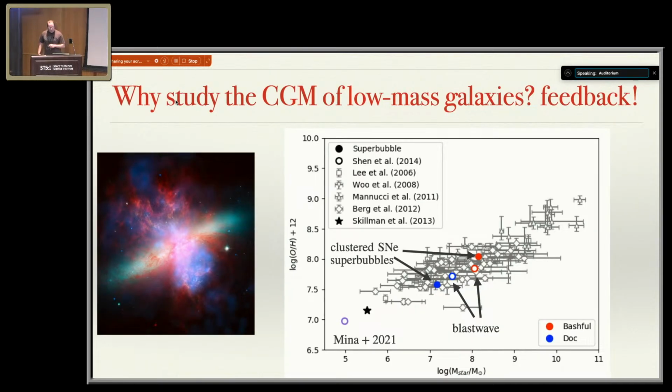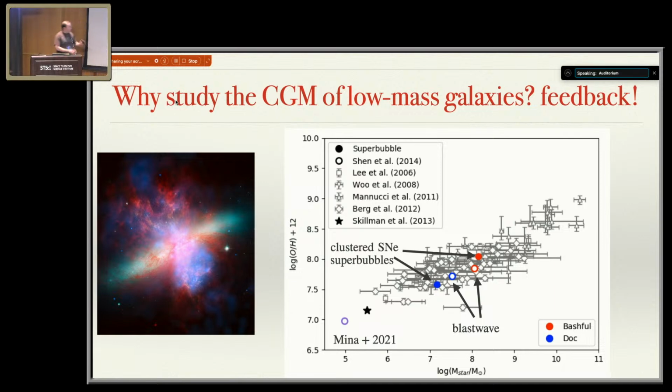So why study the circumgalactic medium of low mass galaxies? And by low mass, I'm talking about galaxies with stellar masses of about 10 to the 8. The reason is these are very sensitive laboratories for studying feedback. And Anna introduced the different feedback models, including blast wave, which is kind of a classic model. I'm not a simulator. And superbubbles from clustered supernovae, quite nicely.